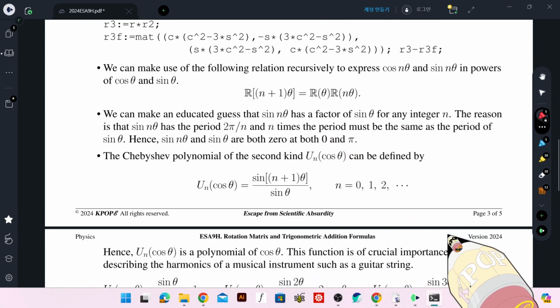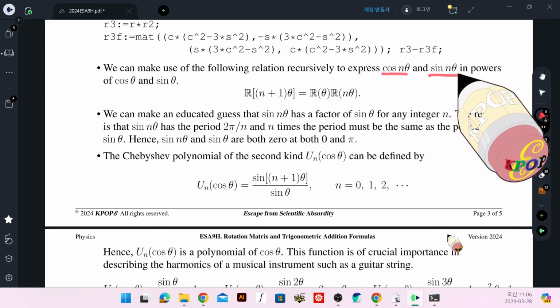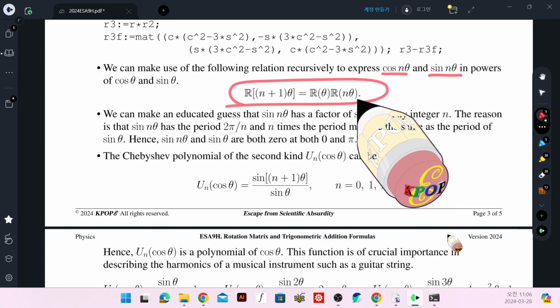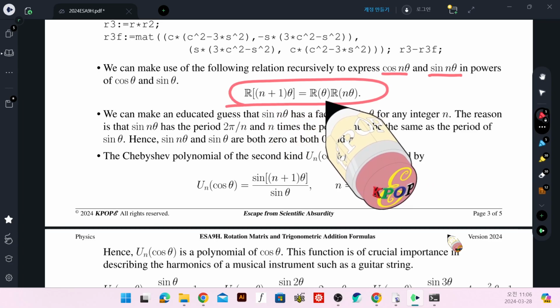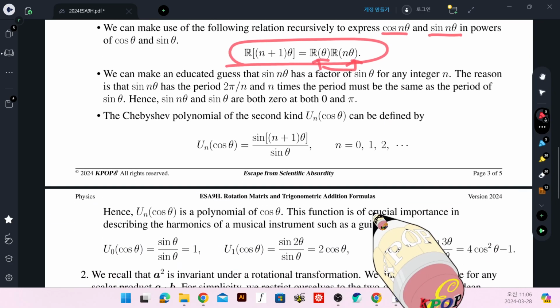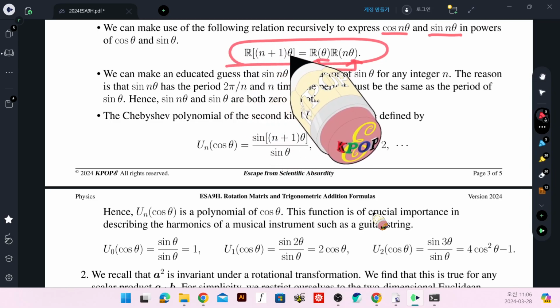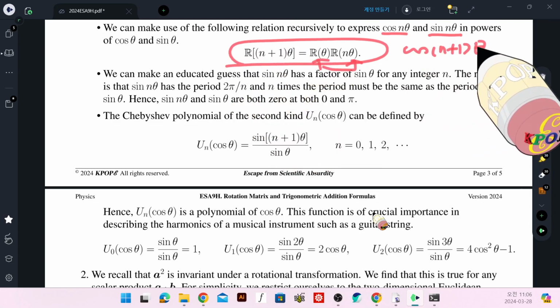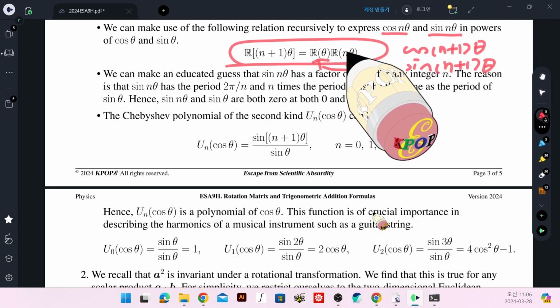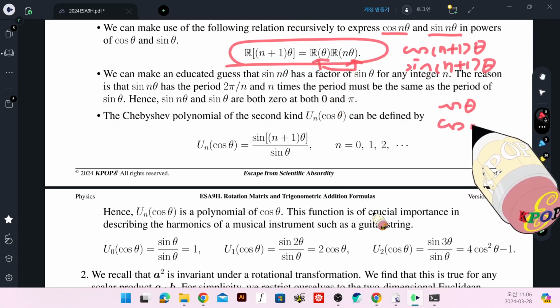We can make use of the following relation recursively to find cosine n theta and sine n theta. So this recursive relation is like this. This is based on the fact that if I fix the axis of rotation, the double rotation will lead to a single rotation with the sum of the two rotation angles. So this one is completely expressed in terms of cosine n plus 1 theta and sine n plus 1 theta. And this one, the right-hand side, is completely expressed in terms of cosine theta and cosine n theta.